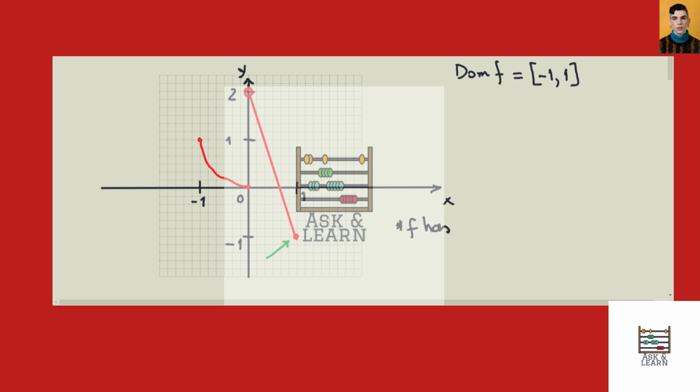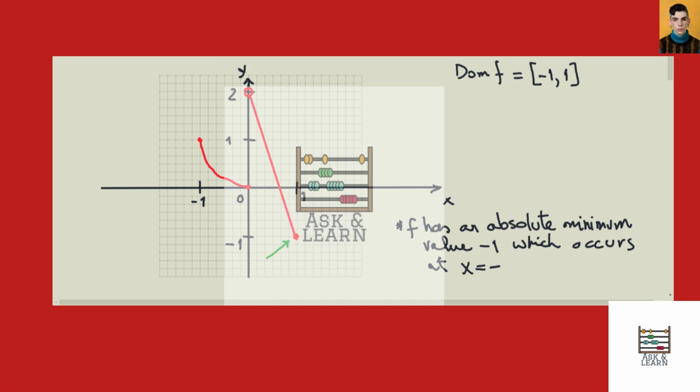So we can say that f has an absolute minimum value. The value is -1 and that value occurs at x equals 1.